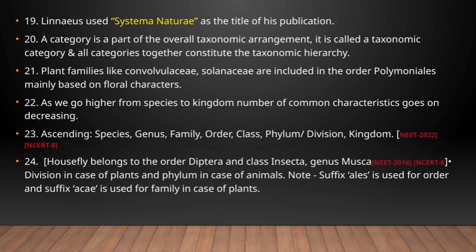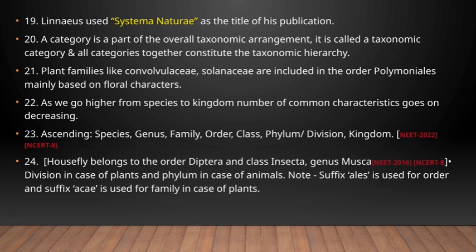The taxonomic hierarchy, in ascending order, is species, genus, family, order, class, phylum or division, and finally kingdom. This order helps us understand how closely or distantly related different organisms are. For example, a housefly belongs to the order Diptera and the class Insecta. Its genus is Musca, and it's important to note that in plants we use division, whereas in animals we use phylum for the same hierarchical level.